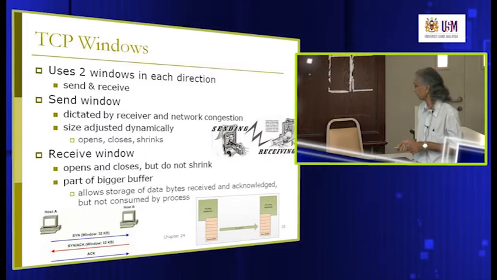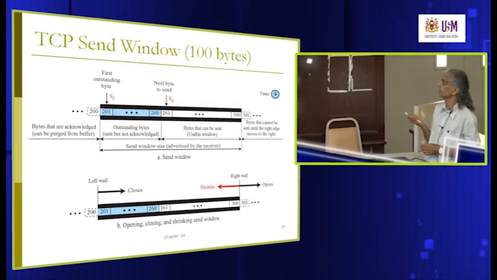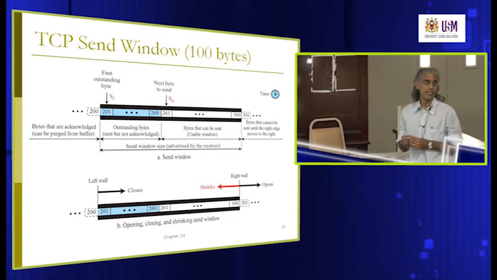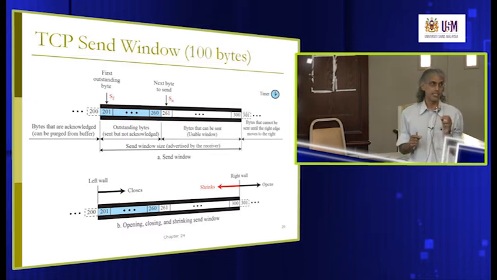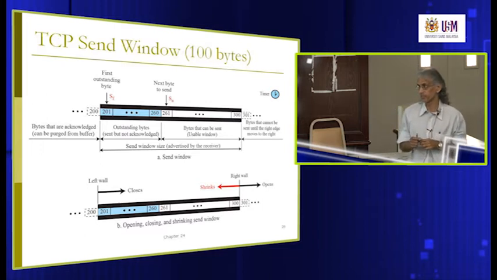The receive window is part of a bigger buffer, normally to allow data storage. So this is the send window. In this example, the size is 100 bytes, so it can actually store 100 bytes of data ready to be sent out. Remember, each byte will be numbered.